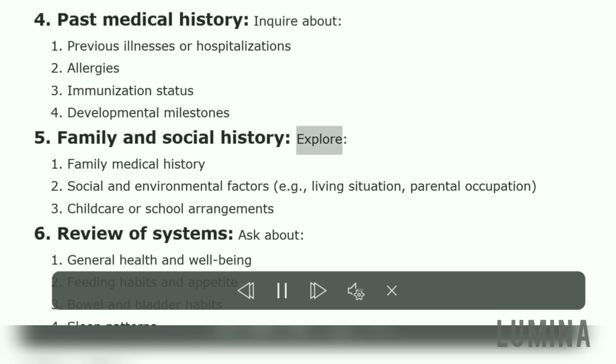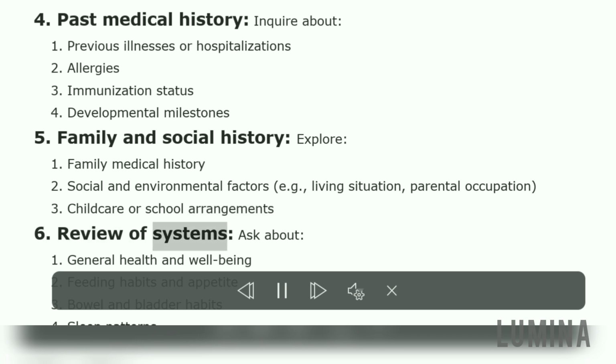Explore 1. Family medical history. 2. Social and environmental factors, e.g., living situation, parental occupation. 3. Childcare or school arrangements.